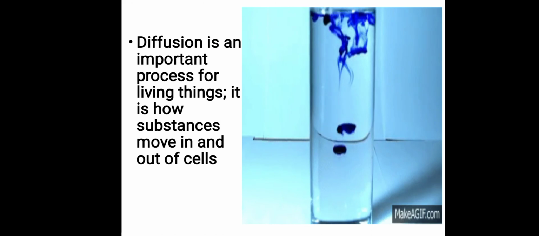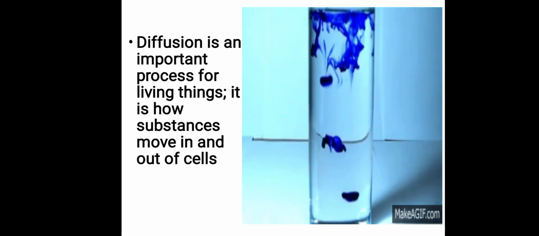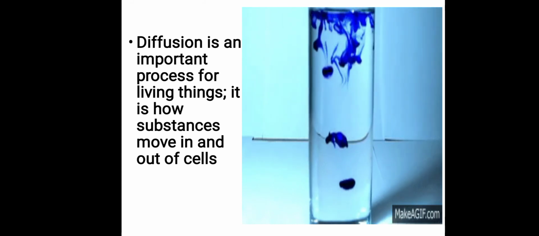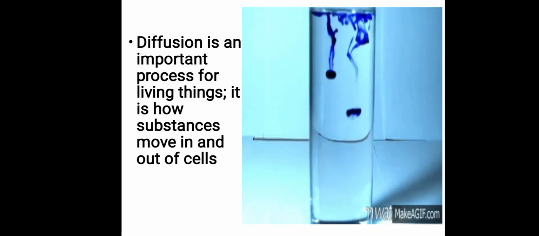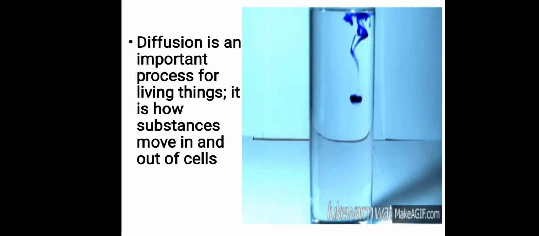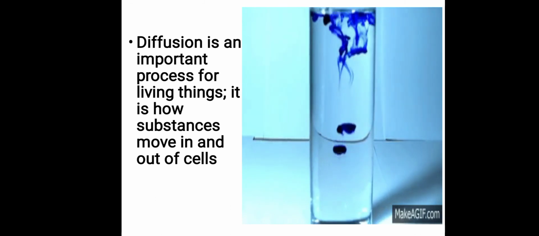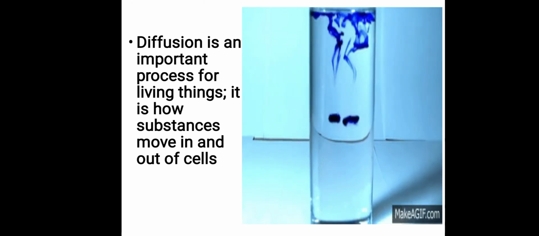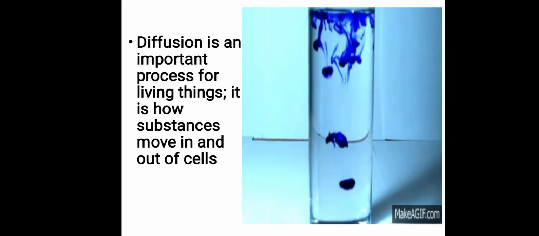A simple experiment you can try at home: take a dropper and put some drops of ink. Because the ink is high concentration and the water is low concentration, it will spread. Diffusion is an important process for living things. It is how substances move in and out of cells.